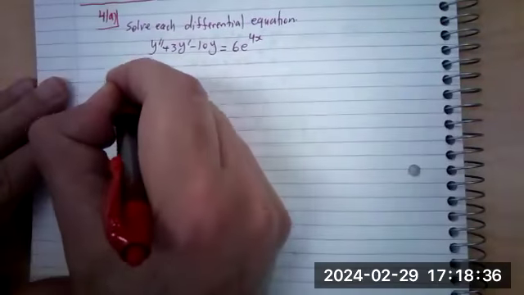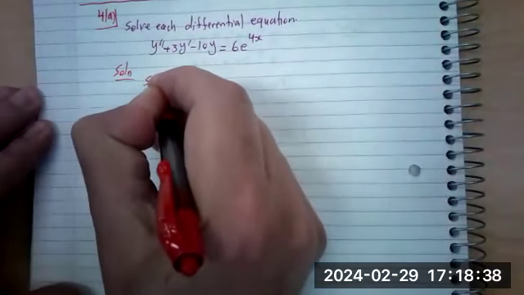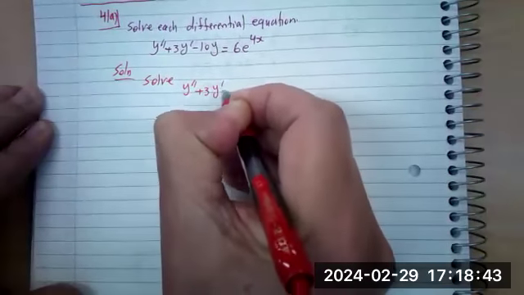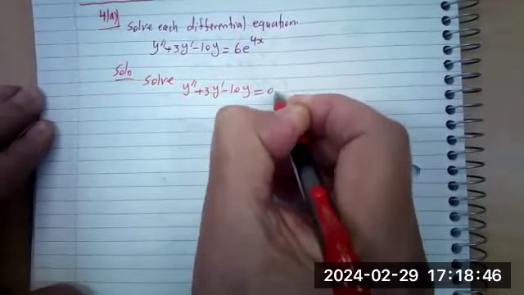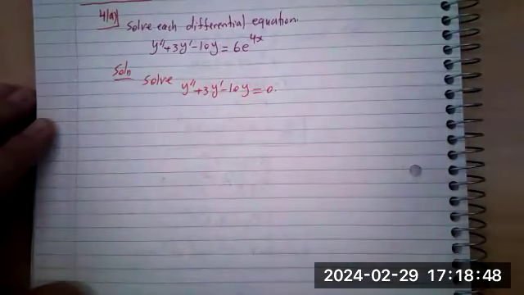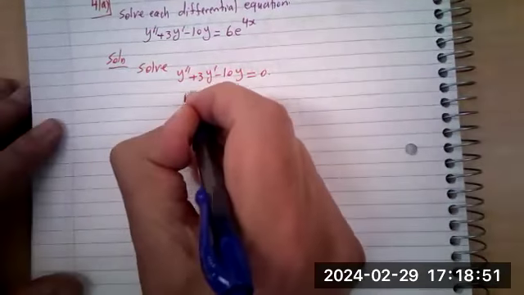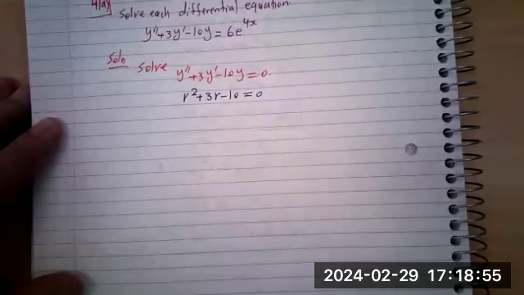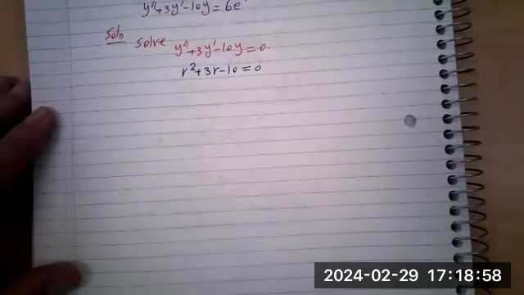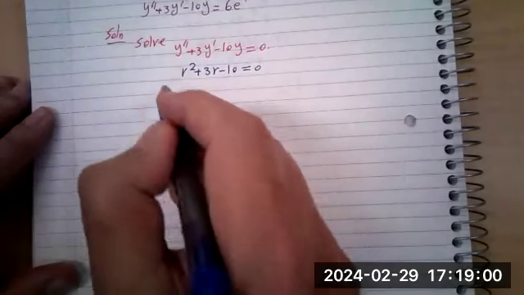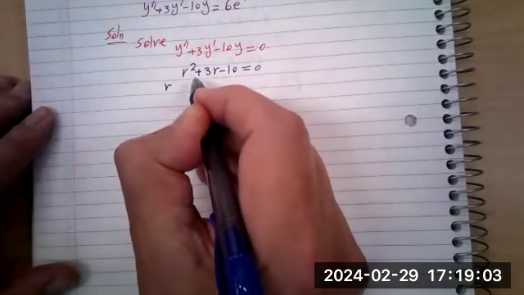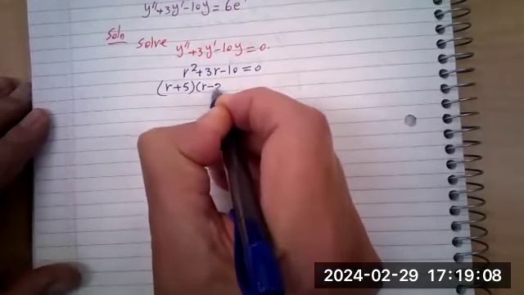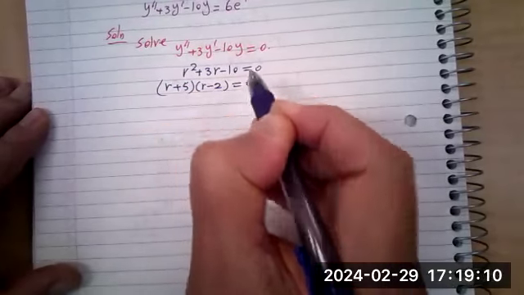So solution. Solve the homogeneous one first. Solve y double prime plus 3y prime minus 10y equals 0. Characteristic equation: r squared plus 3r minus 10 equals 0. Make sure you don't make a mistake here. By factoring it can be done. You need 2 numbers with product of 10 and difference of 3. So it's going to be r plus 5 times r minus 2 equals 0.